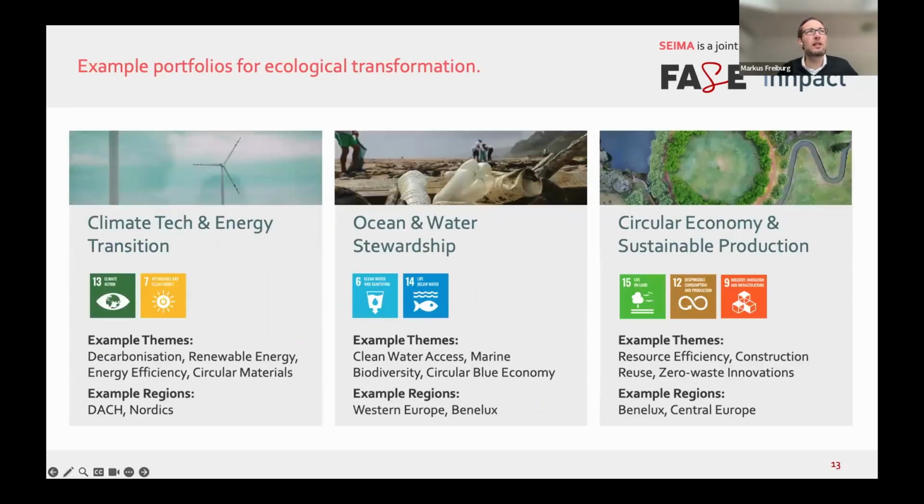And how does it look like? And this is just, for illustrative purposes, how potential structures could look like. So there could be a certain climate tech and energy transition compartment where you focus on SDGs 13 and 7, where you basically invest in decarbonization, renewable energy, energy efficiency, circular materials. And illustratively, you could focus on the DACH and the Nordics. There could be another investor that is interested to focus on ocean and water stewardship, so SDG 6 and 14, with a focus on clean water access, biodiversity, and circular blue economy. Regional focus could be Western Europe and Benelux, or there might be another investor that would want to focus on circular economy and sustainable production. And then we can also really build a customized portfolio in these topics and source specific investment opportunities. So this was more on the planet side.